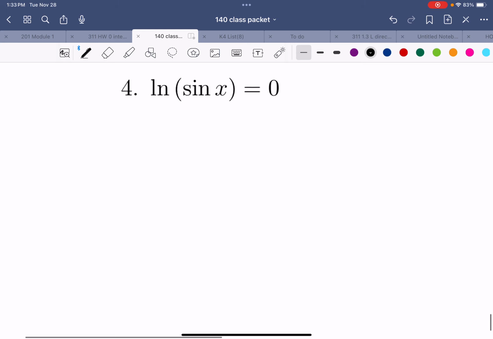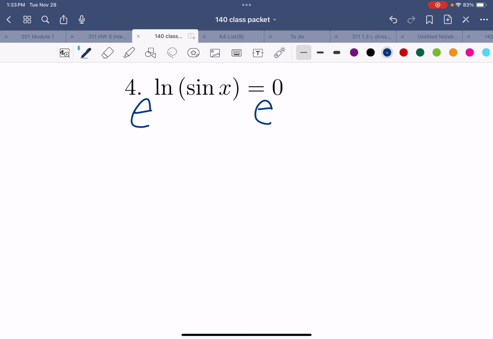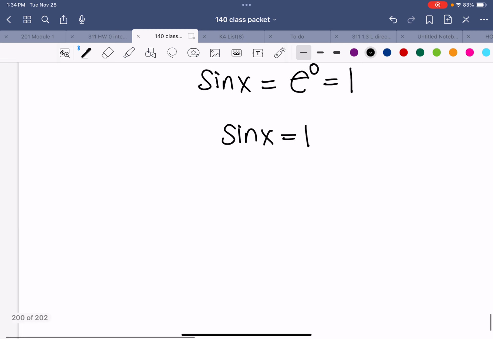And lastly, now we're mixing natural logs and sines. Okay, and the way that we do that is to get rid of the natural log, we're going to use the e. Remember, we took the e of both sides when we were canceling natural logs. If you have e's, you can use natural logs to cancel. Okay, so we're going to take the e of both sides. What that means is that the ln and e will cancel out, and I'll be left with sine of x on the left. And on the right, I have e to the 0, and anything to the 0 power is 1. So now I'm solving the sine of x is equal to 1.